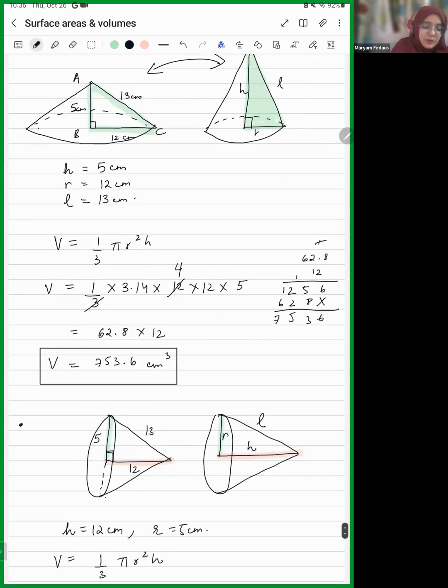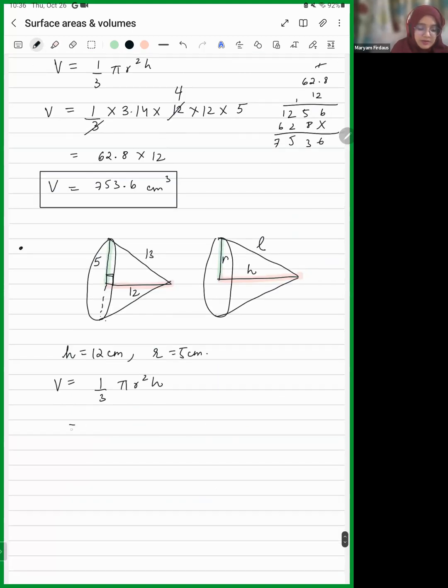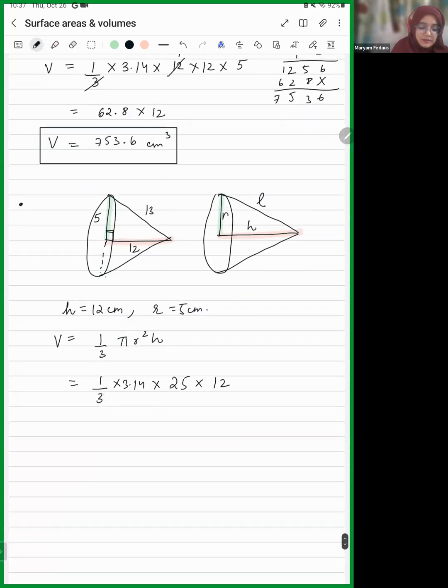Here you are doing R square, meaning it was 12 square. But here you are going to do 5 square. So R and H have both interchanged their positions. So 1 by 3 into 22 by 7 into R square, which is 25, or we can just take 3.14, into H, which is 12. Now quickly find this and tell me.